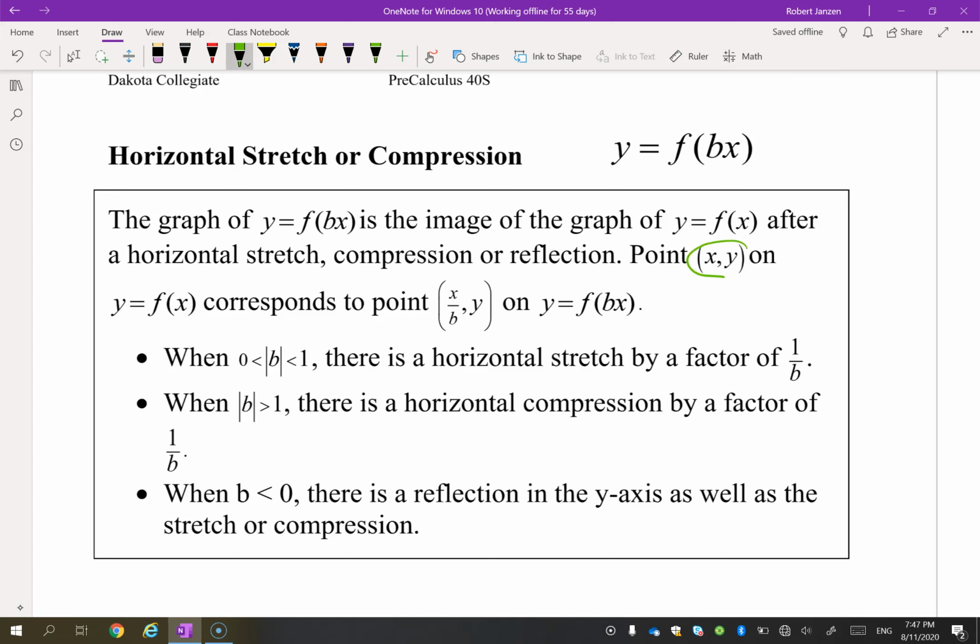A point xy, if we put a b value in there, what we're going to do is divide the x value by b. This is different than the vertical. The vertical will be multiplied by b. Here we're going to divide. And maybe you're saying, well, why are we doing it differently? Why is it like that? Well, I got a couple of ways to answer this for you.